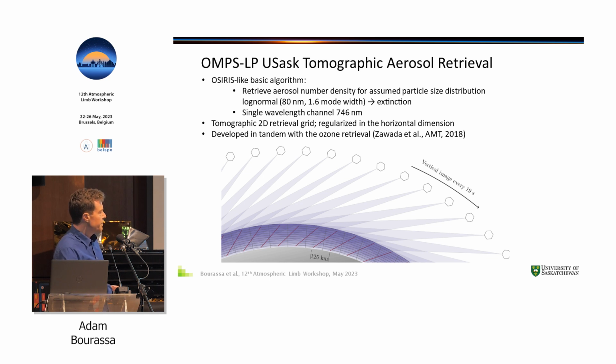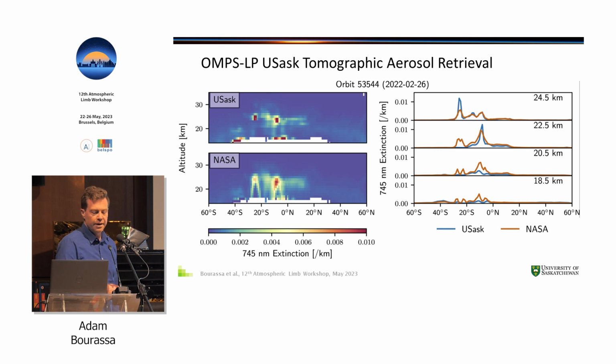So for each one of these grid boxes, you combine all the images that sample that grid box and retrieve it tomographically. So you don't end up with one image, one profile, but you end up with this two-dimensional retrieval grid along the satellite track. And that helps you resolve some of the geometrical artifacts. And I'll show you that here.